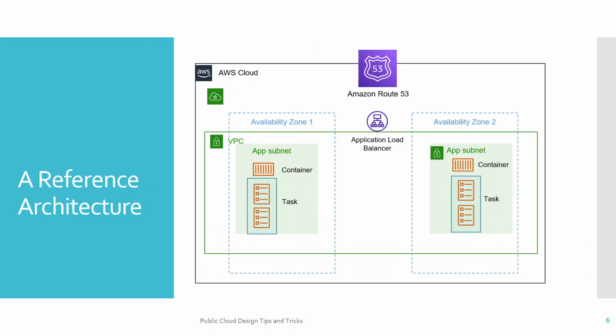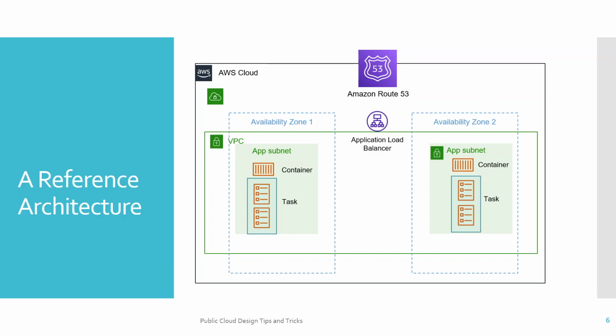Now, here is how a reference architecture looks. If you see the diagram, there is the AWS cloud, and there are two availability zones. Within each availability zone, there is a network, the VPC, and within that network, there are subnets. Subnets can be public or private based on your applications, and within that subnet, there is a container instance, and within that container, there are multiple tasks running. So that is how it looks.